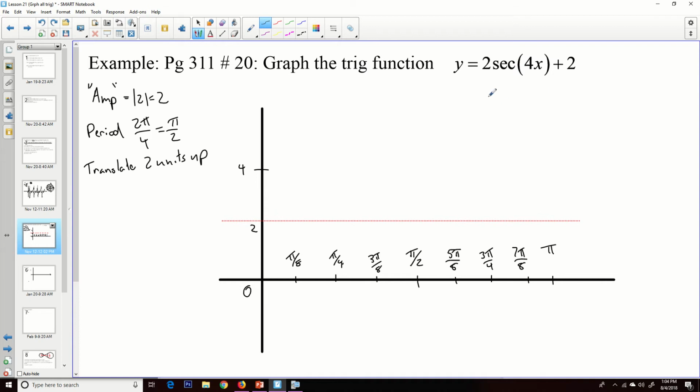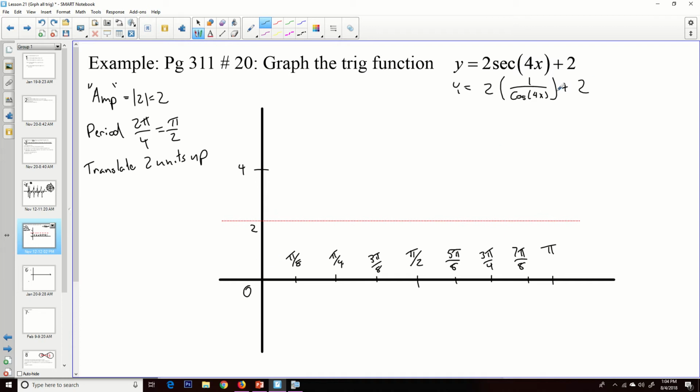Now, before I do that, I'm going to change this to y equals 2 times 1 over the cosine of 4x, because I memorized my unit circle in terms of cosine. That will make that a little bit easier. And we're just using a reciprocal function, so it's not that big of a deal. All right, so let's plug in.